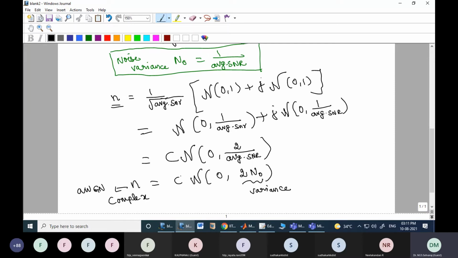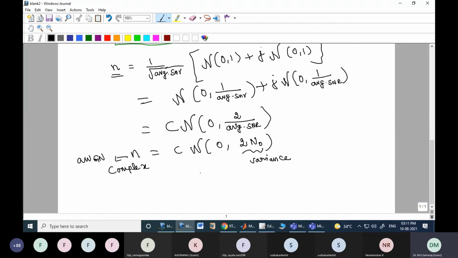So I have two parameters. One is H, another one is N. H, in short, is distributed complex Gaussian with 0 mean and variance 1. In my program, noise is complex Gaussian with 0 mean and 2N0 as its variance. So this is what I do in my program.